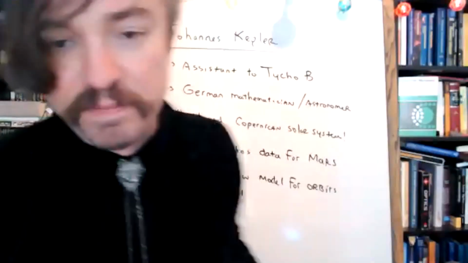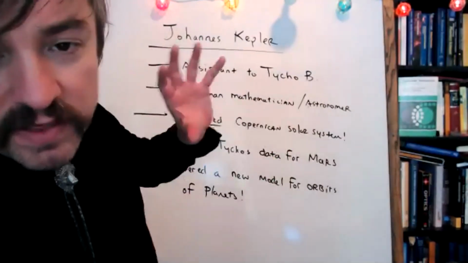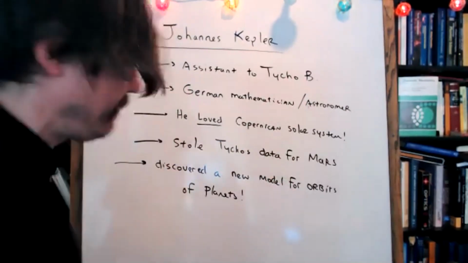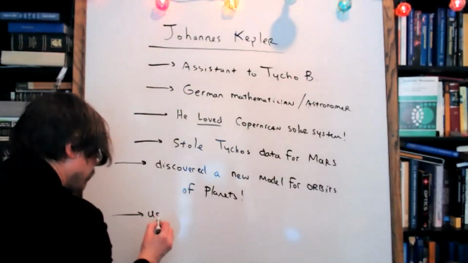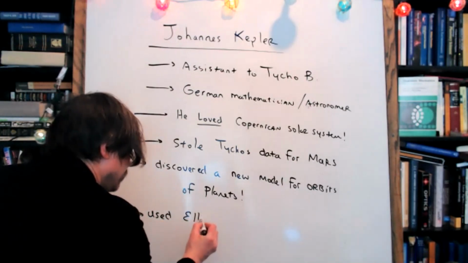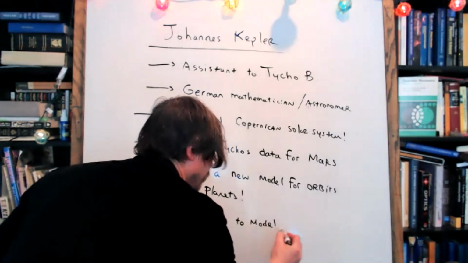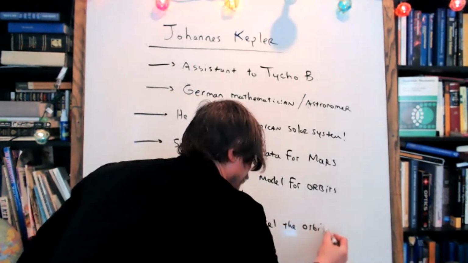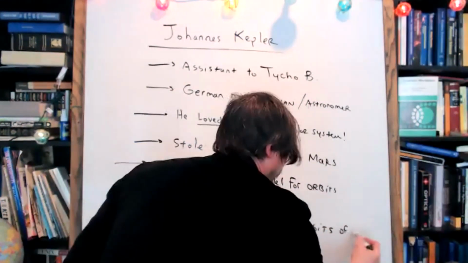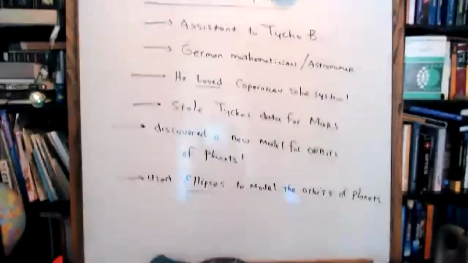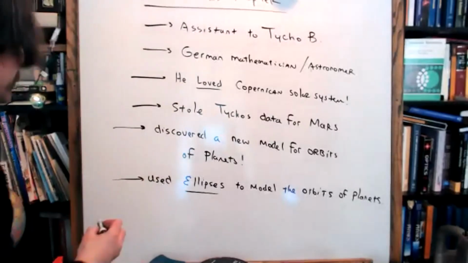You will remember that Copernicus's model suffered from a flaw, which is that he had used perfect circles to model the orbits of planets. Kepler abandoned the Platonic obsession with perfect circles, and he allowed the orbit of Mars to be an ellipse. So, and this is where we get into the business. He used ellipses to model the orbits of planets, we'll say. And this made the Copernican solar system work.